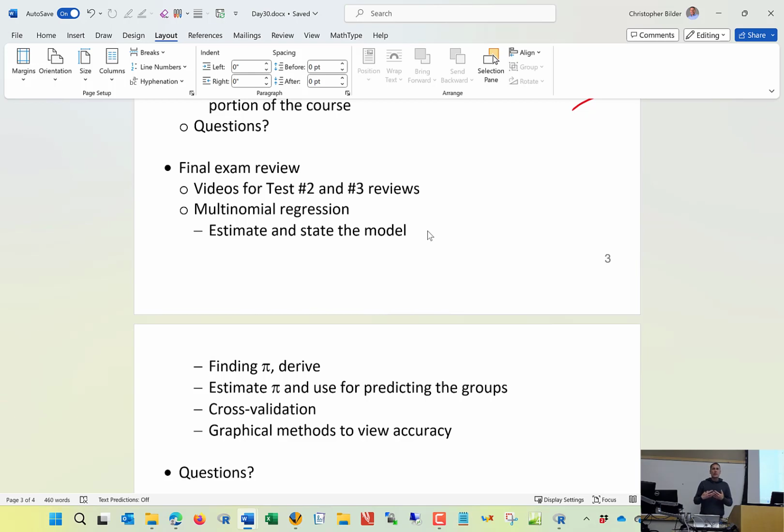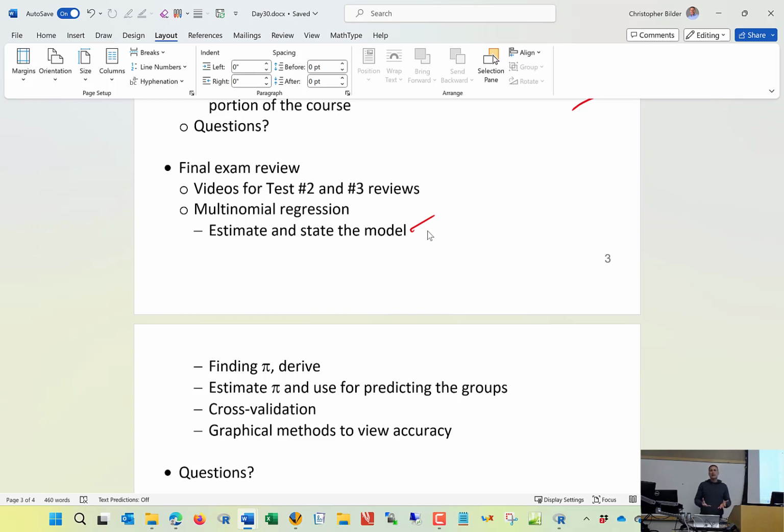Now, in terms of the material since test number 3, we just simply had this multinomial regression. So, please make sure that you can actually estimate and state a model. So what does that mean? Well, obviously I would use multinom to estimate the model. You're going to need to look at the proper places on that output to get the estimated regression parameters so that you can state your model.